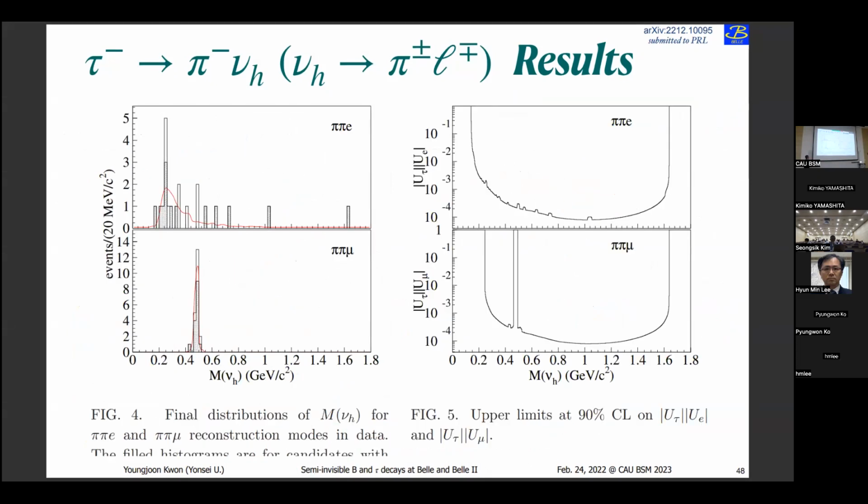So we set upper limit. So this is the upper limit on the heavy neutrino mixing to tau and mixing to light neutrino. So basically heavy neutrino mixing matrix. So we set upper limit. So this is the upper limit as a function of the heavy neutrino mass. And okay, so this is what we have done.